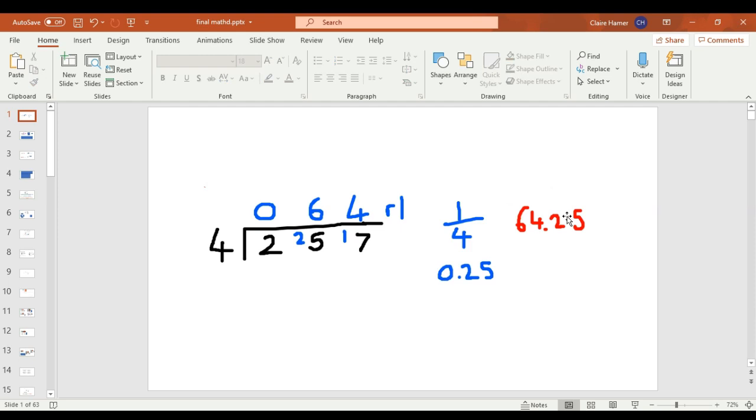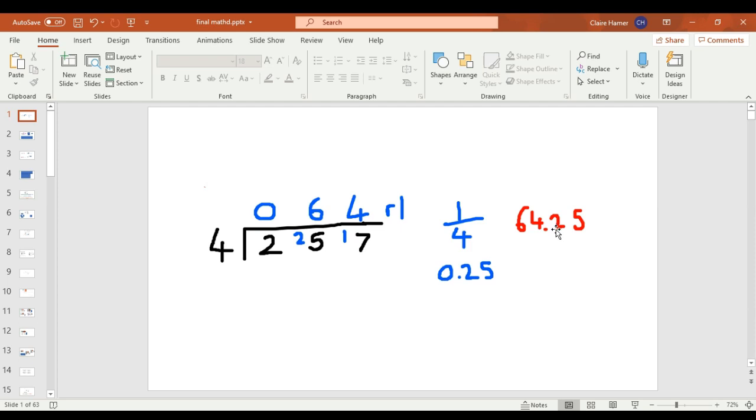Now don't worry if you're still finding this tricky. In lots of questions in tests particularly, you can just leave it as R1 or R2 or whatever the remainder is. But sometimes you do need to be able to convert to a decimal, particularly if it's a real life context question, because sometimes you won't be able to understand.